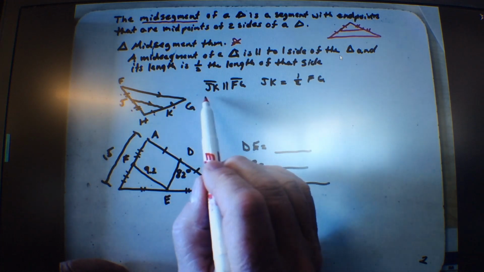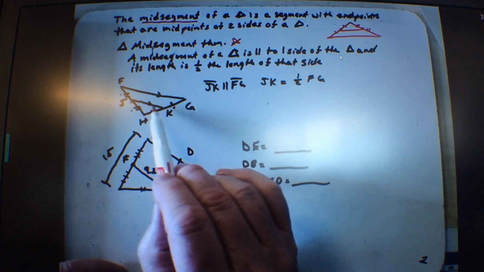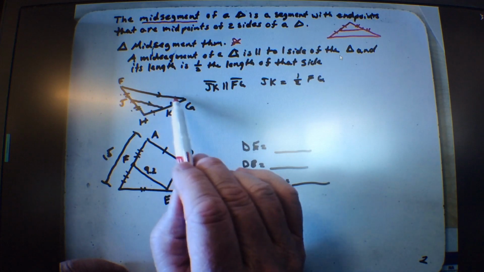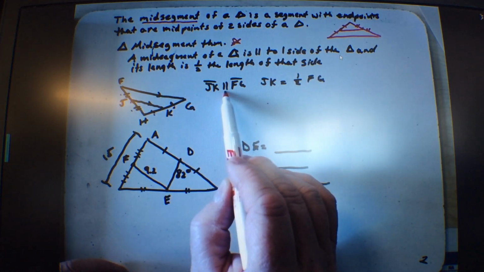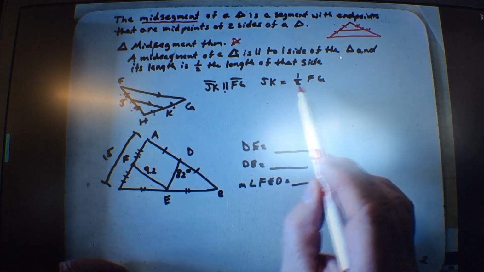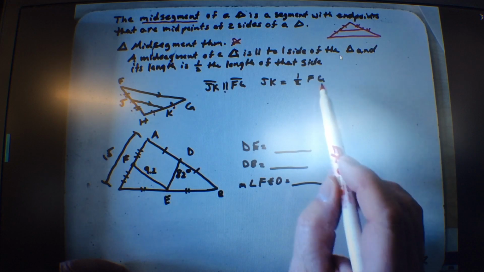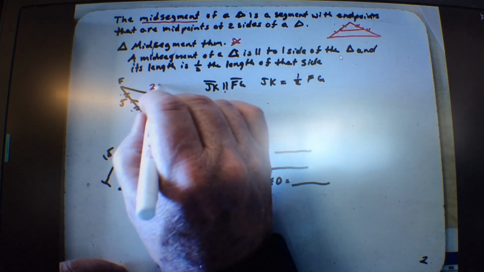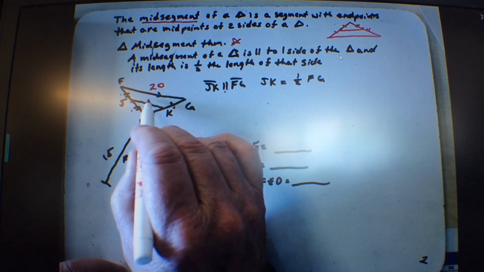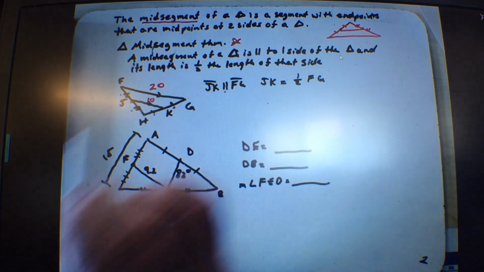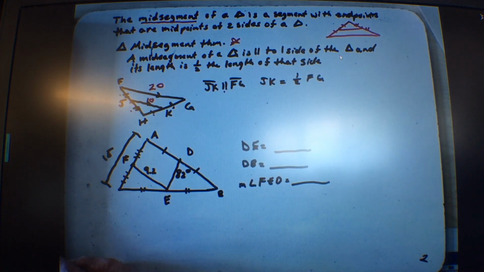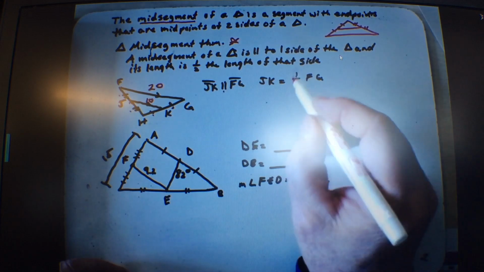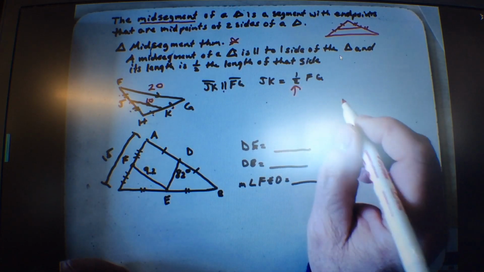If this is true, then JK, this length right here, is parallel to the third side. They're parallel, and JK equals half of FG. That means if FG was 20, how big would JK be? 10. Does that say 1/3 or 1/2? 1/2.